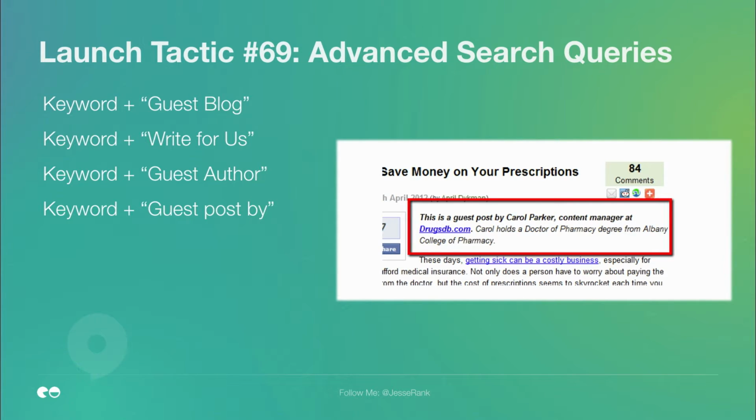Advanced search queries. If you put something in quotes, you can find gold mines. Remember I talked about guest posts earlier? You could put your keyword plus guest blog or guest post by, and find websites that accept guest posts, and message those websites. The work to find websites that accept guest posts is done for you.